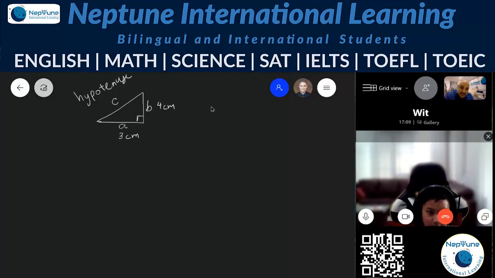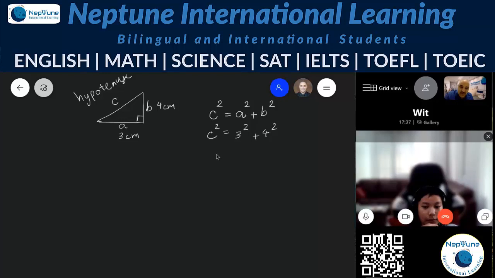The relation is this. If you square them, that's really interesting. Hypotenuse square is equal to the sum of the square of the lengths. What does that mean? It means A squared plus B squared. That means I have 3 squared plus 4 squared. That's equal to C squared. So C squared is 9 plus 16, and that is 25. How do I get rid of 2 to the power of 2?